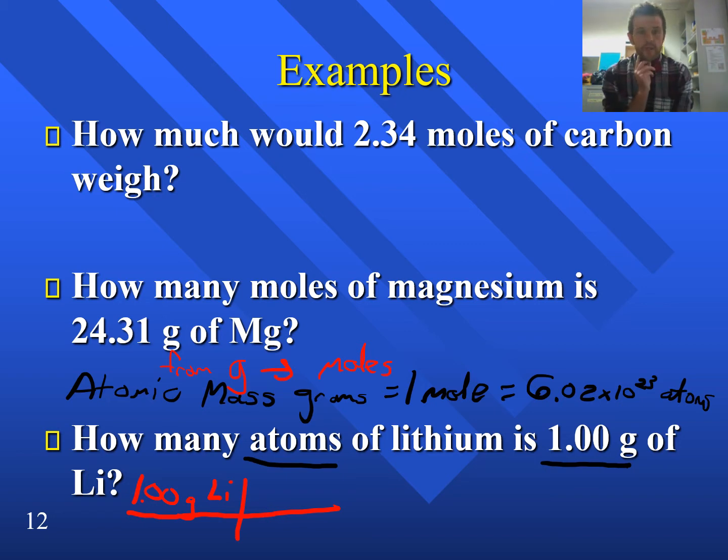Very important. Same pattern. I'm going to take this unit that I have, grams of lithium, and place it down there. And I'm going to switch grams to moles. I'm going to look on the periodic table again to see what the value is for lithium. Lithium is 6.94, and that equals 1 mole. So then I'll cross out this old unit. I changed it from grams to moles.